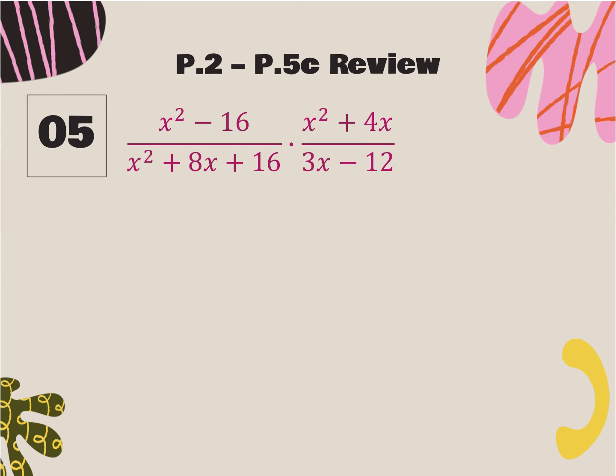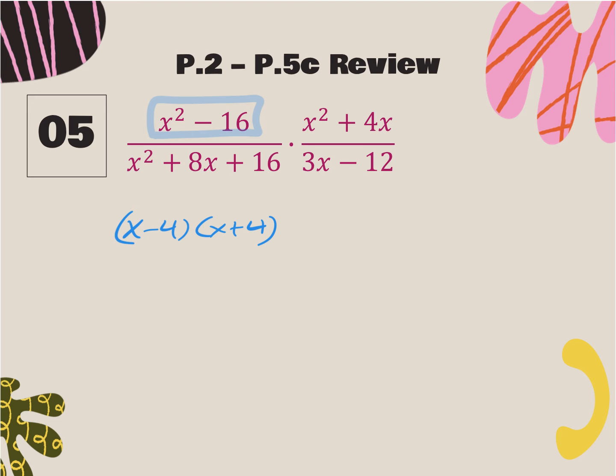Okay, so for number 5, really what we've got here are 4 different factoring problems. Once we factor each individual piece, then we'll look for things to simplify. So I'm going to factor the numerator here. It is the difference of two squares. So x minus 4, x plus 4.